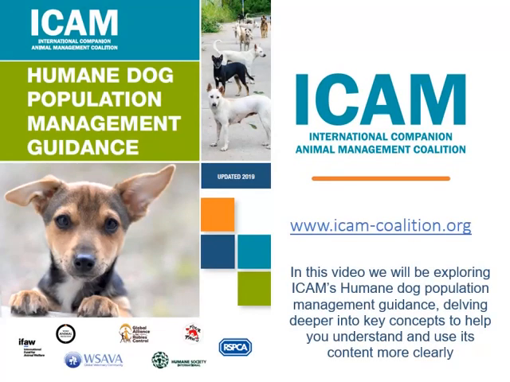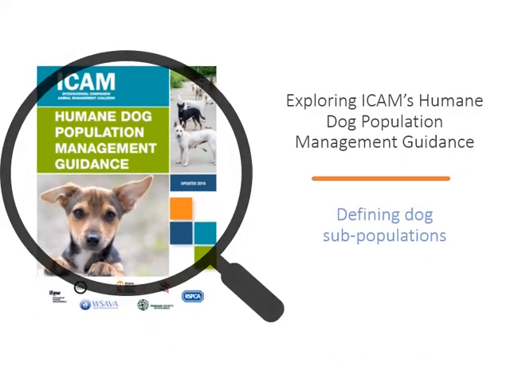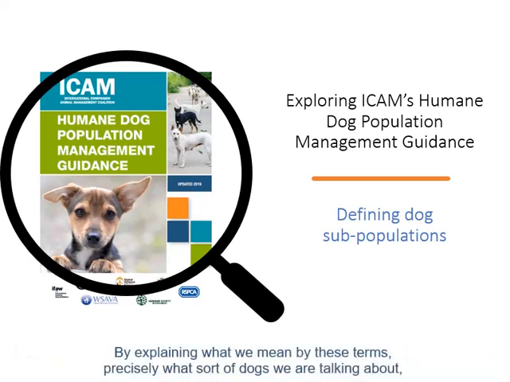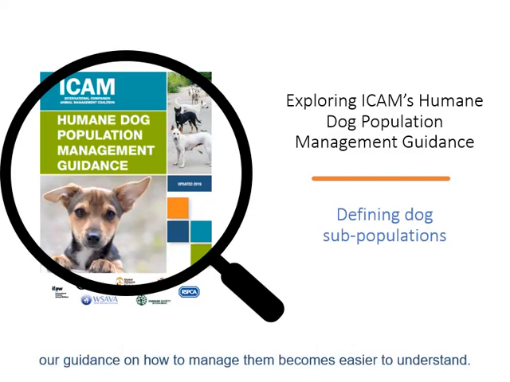In this video, we will be exploring ICAM's Humane Dog Population Management Guidance, delving deeper into key concepts to help you understand and use its content more clearly. Today, we will be specifically looking at how we define different subpopulations of dogs, including roaming dogs. By explaining what we mean by these terms, precisely what sort of dog we are talking about, our guidance on how to manage them becomes easier to understand.